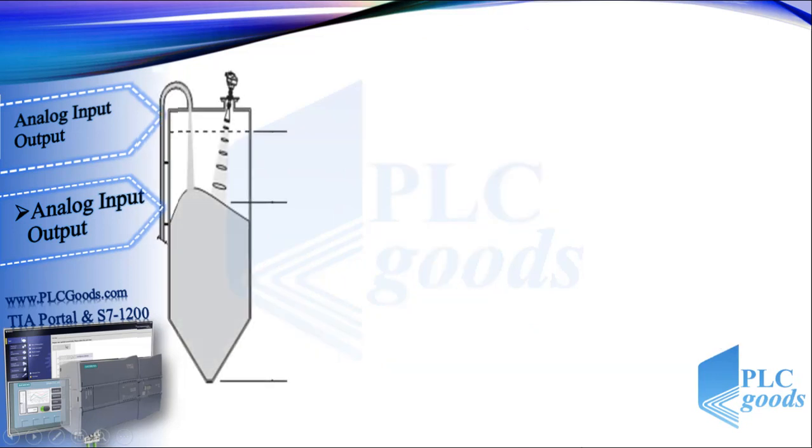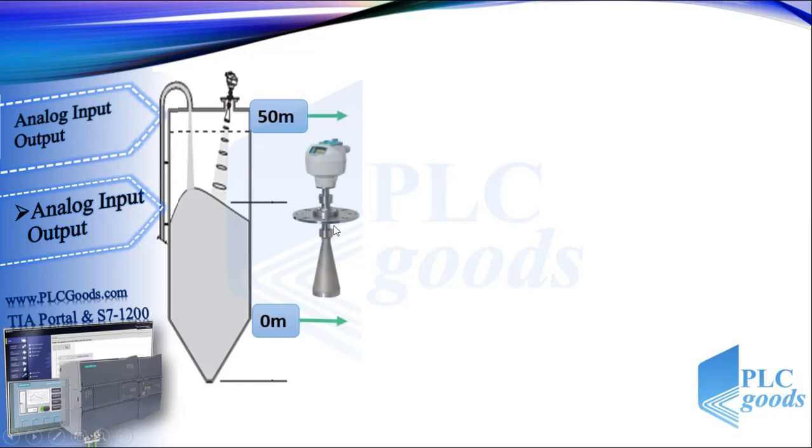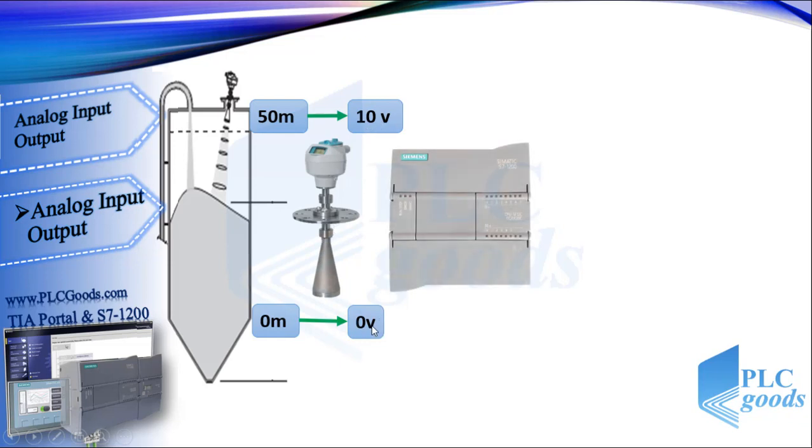Let's see an example. Suppose we have a level transmitter to measure the level of a substance, such as wheat. This transmitter can be tuned to generate a voltage 0 to 10, appropriate to 0 to 50 meter. PLC can receive the signal.